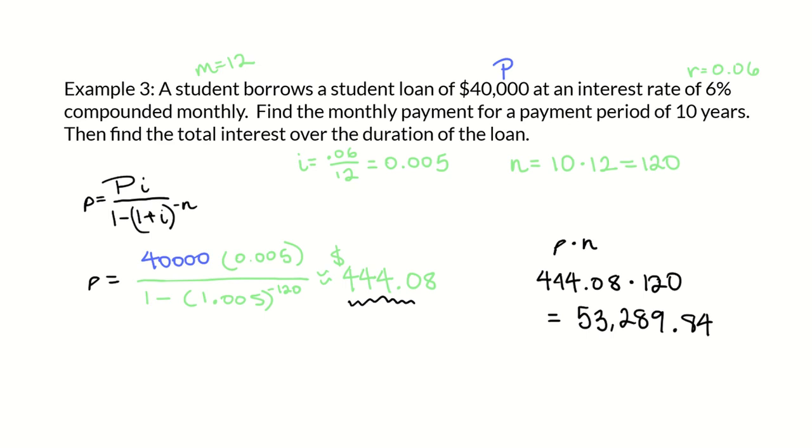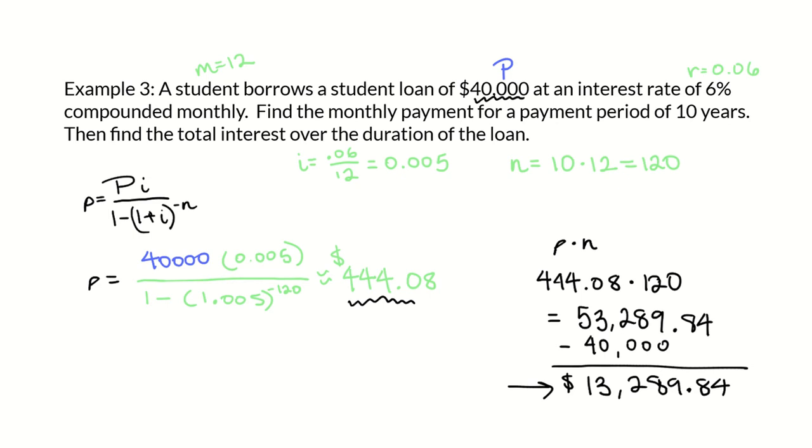And part of that was paid was the principal for the loan. So now we'll subtract that principal to get $13,289.84. So that amount is the total amount paid minus the amount of the loan, so that gives the amount of interest over that period. There are other ways to compute this. This is just one way to compute the amount of interest paid.